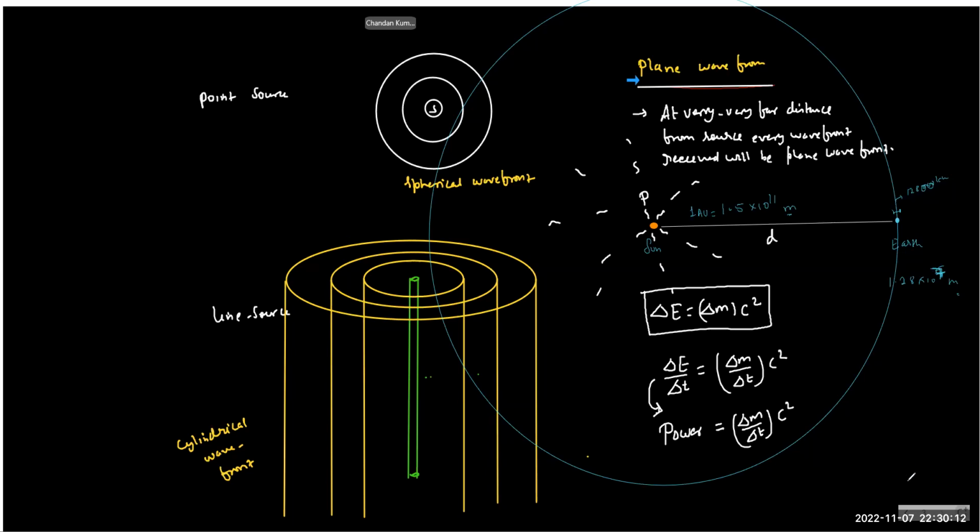So the first thing that we would like to define here is called intensity. So what is the intensity, by definition? Intensity is defined as the amount of energy received per unit area per unit time. It is power upon the area over which the energy has spread.